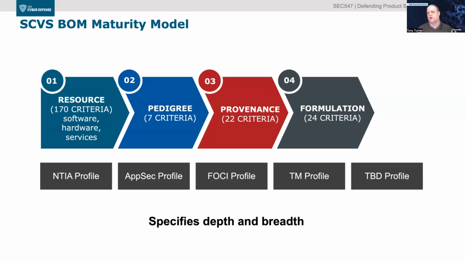The largest of these is the resource kingdom. There are 170 criteria. Now, most of those are around software, but because it's the BOM maturity model, not the SBOM maturity model, and because CycloneDX also supports devices and services describing APIs and data flows and things like that for SaaS models, all of that is kind of encapsulated in this maturity model.